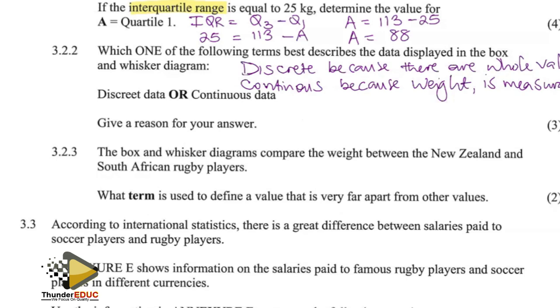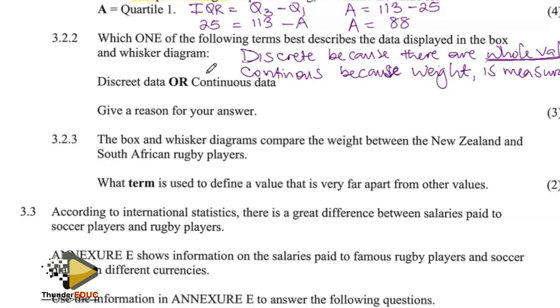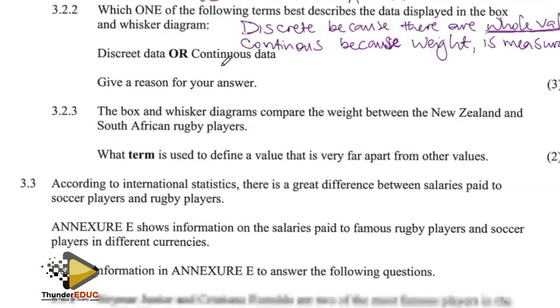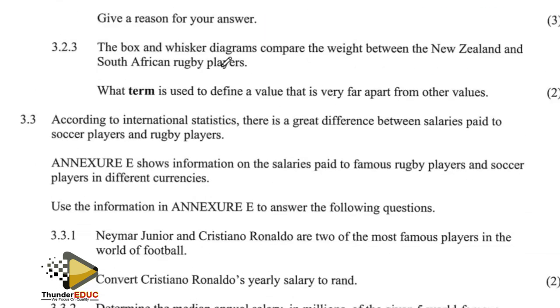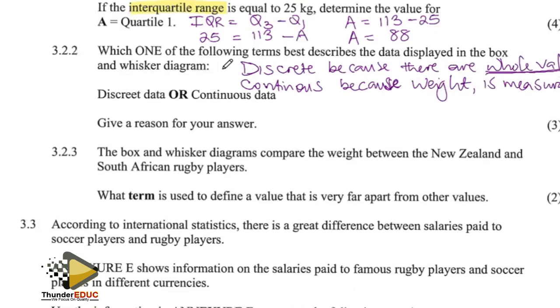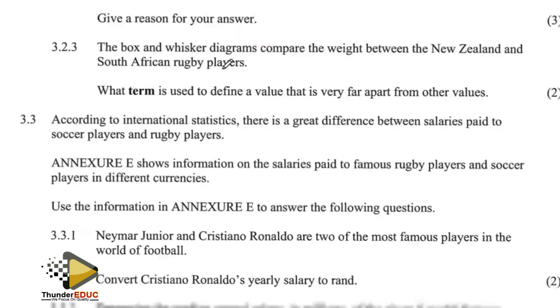here it only becomes discrete because we see all numbers. But it's not because we can't count weight, we measure weight. Then we can say it's continuous because it's measurable. We measure to get the value of weight. All right? So both answers would be right according to your answering and the reasoning. The box and whisker diagrams compare the weight between New Zealand and the South African rugby players.